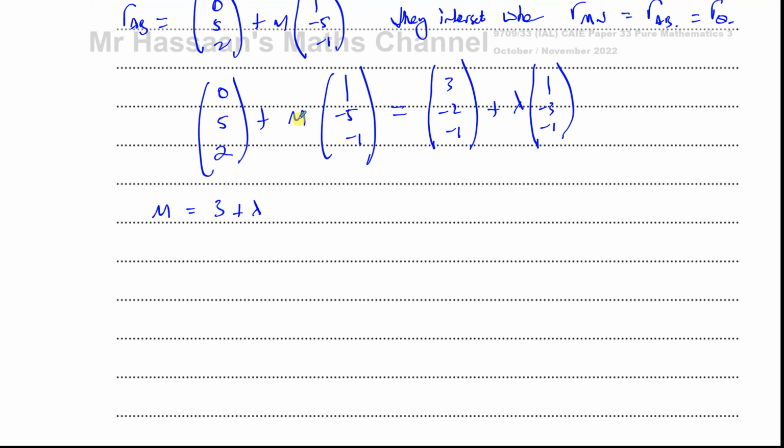The second is 5 minus 5 mu is equal to negative 2 minus 3 lambda. And the third equation will be 2 minus mu is equal to minus 1 minus lambda. So we have three equations which we can use to solve these simultaneously. What I will do here is use these two equations together first, and I will find the value of lambda and mu from those equations.